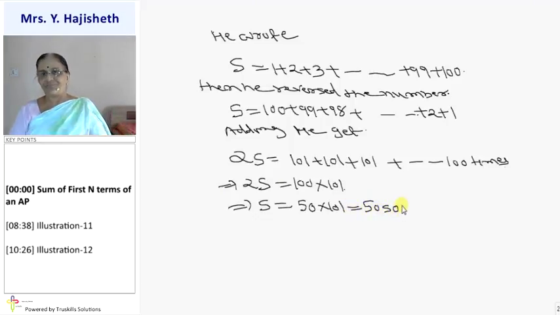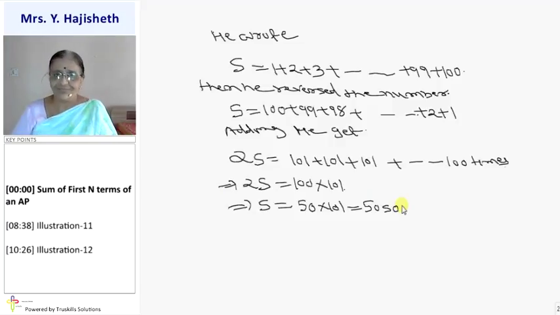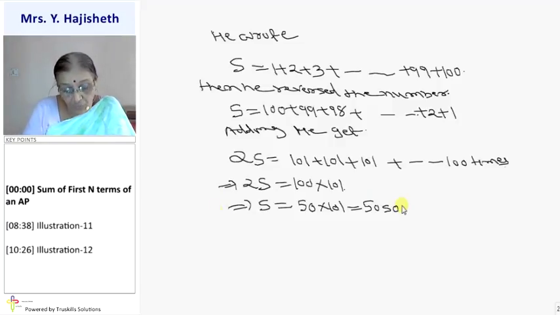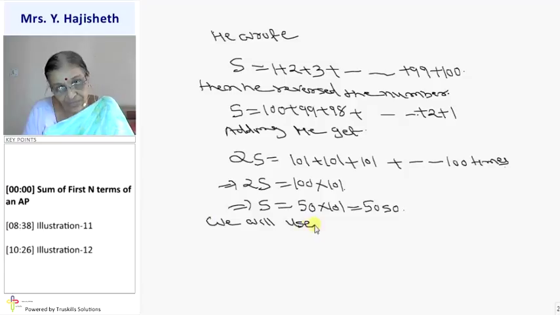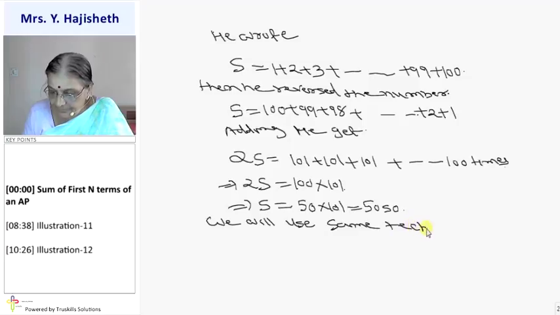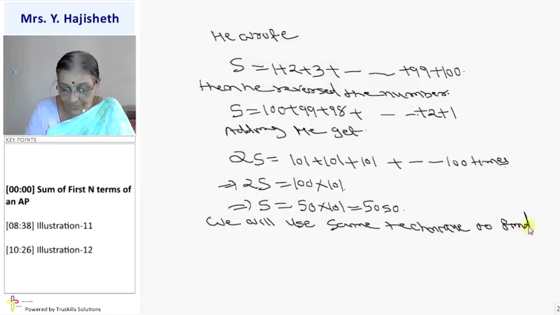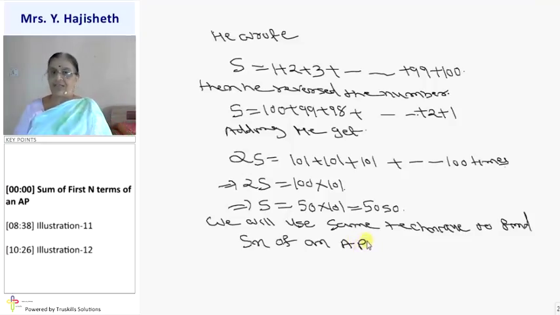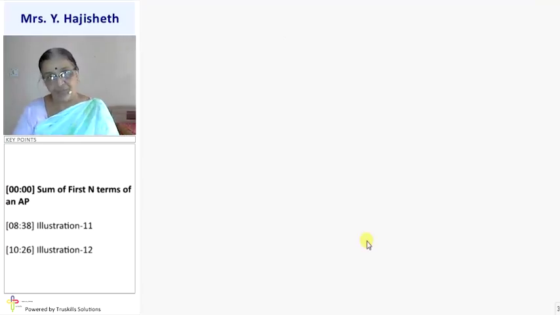Is it strange? A child of 10 years old. Right? Now we will use, derivation is not in your course, but I will show you. We will use the same technique to find the formula for Sn of an AP. Sn means sum of first n terms of an AP. I will derive the formula and show you. And the technique which I am going to use is the same technique as that 10 years old child had used.